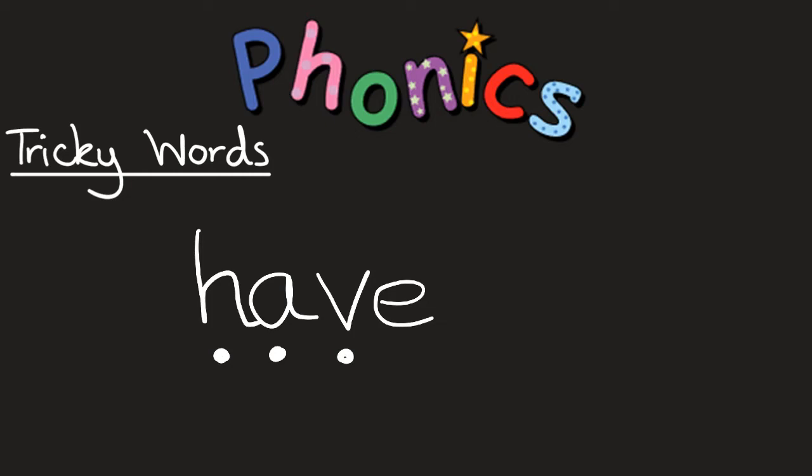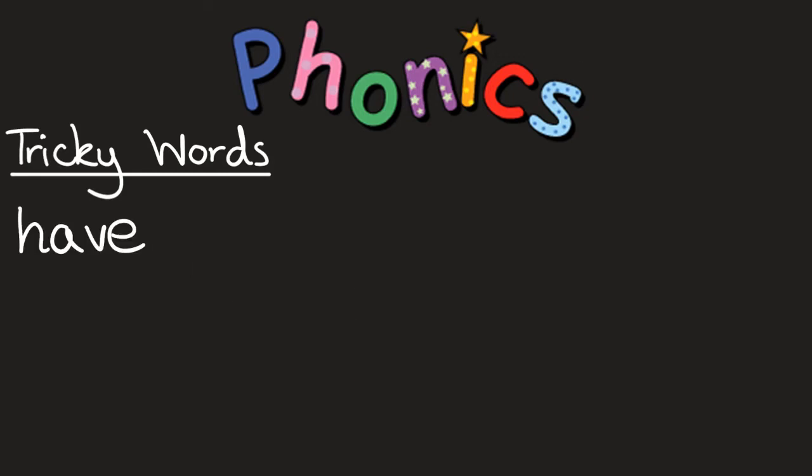Lots of people will write have like this, with no E at all. But you've got to remember that this strange, tricky word has just got a pesky old E on the end. Do you think you'll remember that? Good job. So the word one more time is have. Okay, and the next tricky word I want to show you today, it's not as tricky as have. There are some ways that we can learn this word, and I'll show you how.